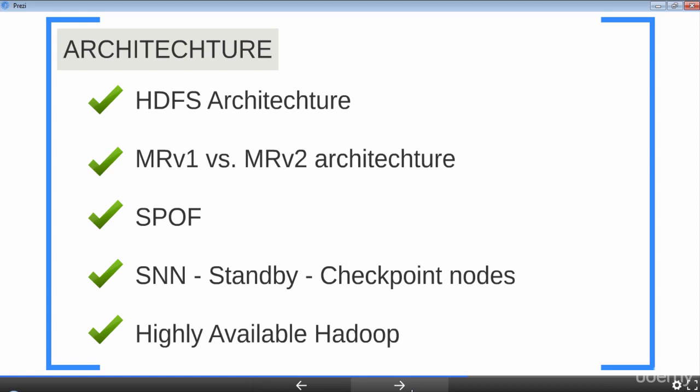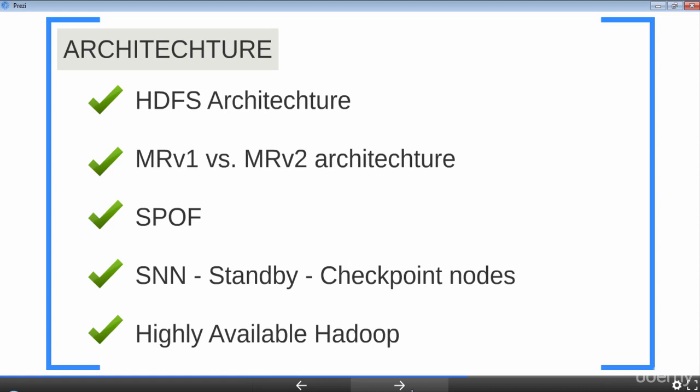The architecture of MapReduce is different in legacy and in the latest versions of Hadoop. We have to understand both architectures because some production clusters are still on the legacy architecture. So we will learn both architectures. The architecture in MapReduce 1 is MRv1 and the architecture in MRv2 is YARN, short for Yet Another Resource Negotiator.